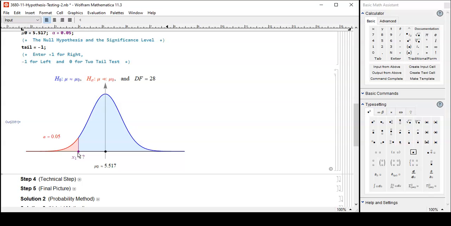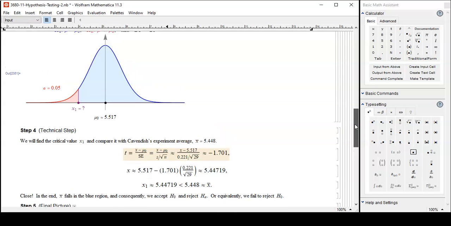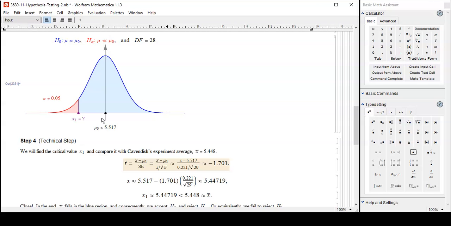How do you do that? The same deal, t equals x minus center over SE. So x minus this null over SE. SE is going to be s over square root of n, not sigma over square root of n, because we don't know sigma. And then compare that with the t-score from the t-table. 5% here with degree of freedom of 28. 29 minus 1, so 28. And then shade it to the left, so you have to put the negative sign there. So we get negative 1.701 like this.